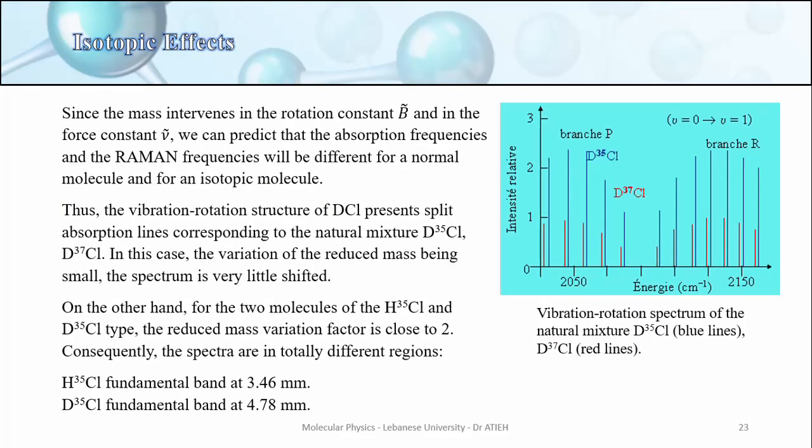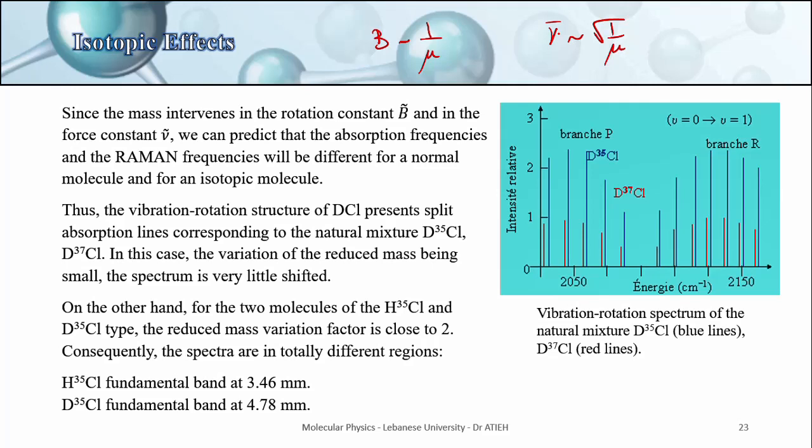Now what happens if we replace an atom by its isotope? We all know that the rotational constant B is inversely proportional to mu, and also nu bar is proportional to radical 1 over mu. So both of them depend on the mass or on the reduced mass. So if this mass changes, B must change and the nu bar must change, which leads to an effect on the vibration rotation spectra. So let's take a look at this figure to the right.